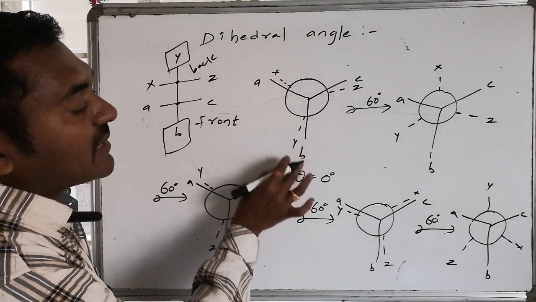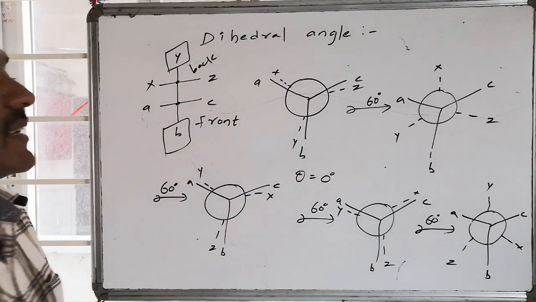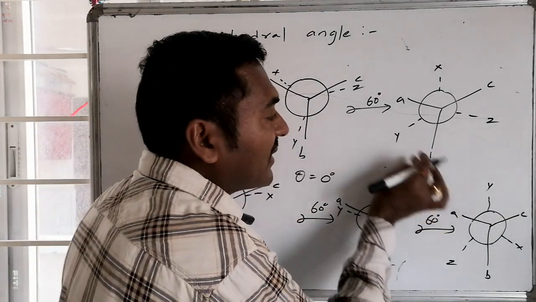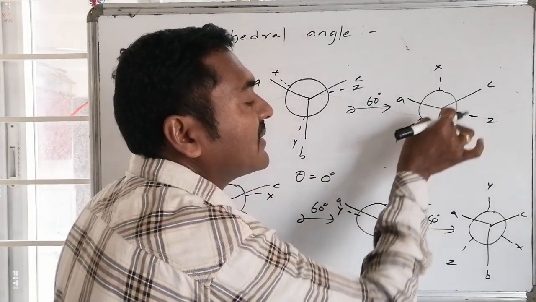In between Y and B, they are eclipsed with one another. The angle is found to be 0, and that angle is said to be the dihedral angle. In between these, Y and B are maintaining an angle of 60 degrees.